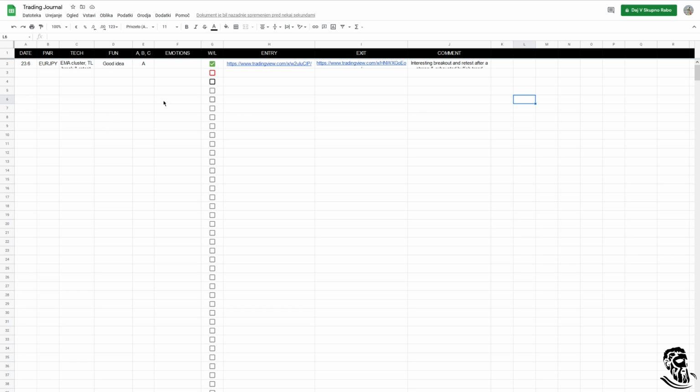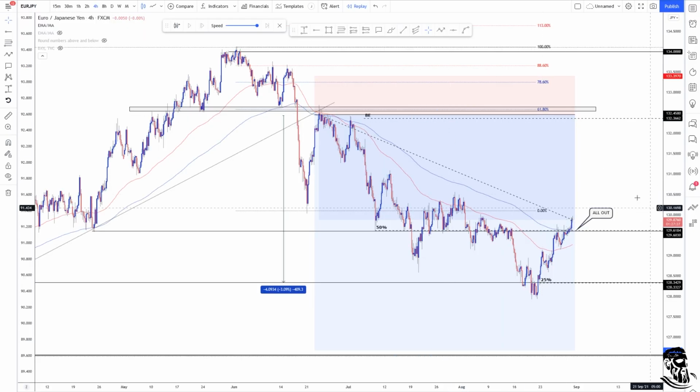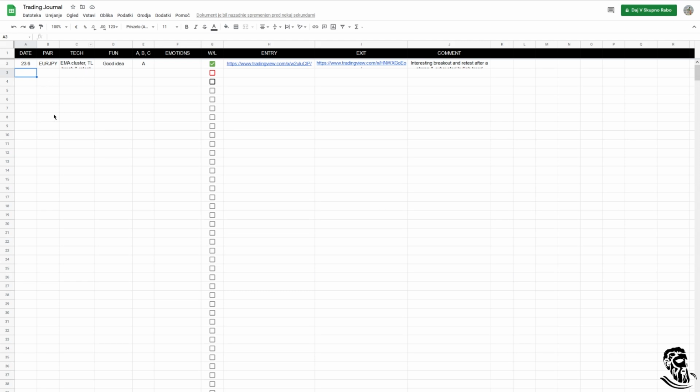And now of course you can just log more trades as you go. So if you want to take more trades, you can just come here and build your trading journal as you go. So hopefully this video made sense. Hopefully you find some value, and I encourage you to build your own journal based on your needs and how you want to go about things.